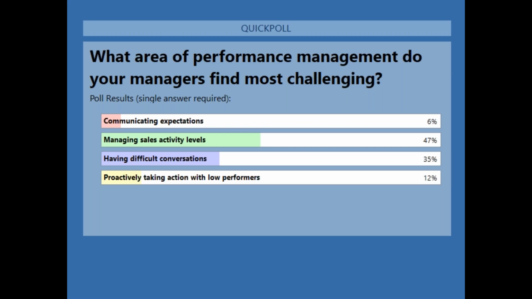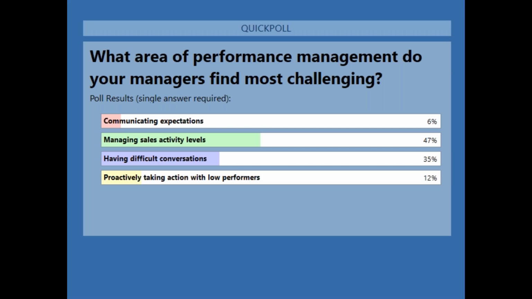And then taking action with low performers, it sounds like from our audience that's not such a difficult area for many, but what we see from many clients is that chronic low performers stay in their jobs longer than they should, and they end up taking an inordinate amount of time from the manager, who is spending too much time with someone who has consistently low performance. It may be that that person could be better suited for another job and really isn't in the right position. So again, really interesting, particularly around sales activity levels and difficult conversations.